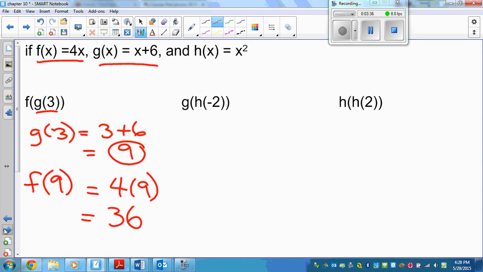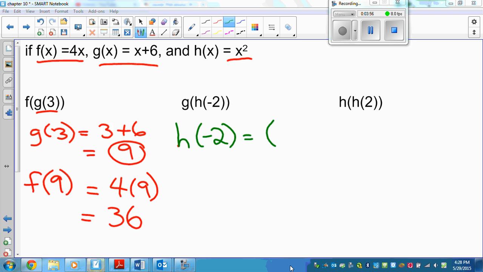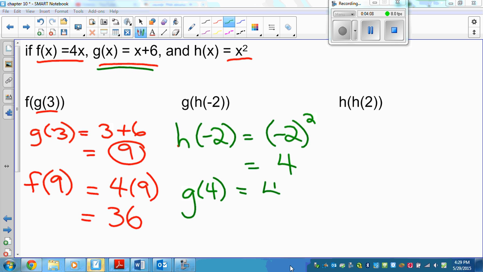Here I have g of h of negative 2. So I start inside out. I do h of negative 2. H of negative 2 means I take negative 2 and I square it. That is simply 4. Now I'm doing g of 4. So I go back to my g of x, I put 4 in where I see x, and I get 10.